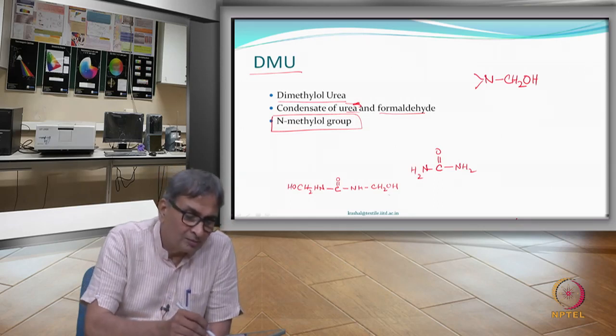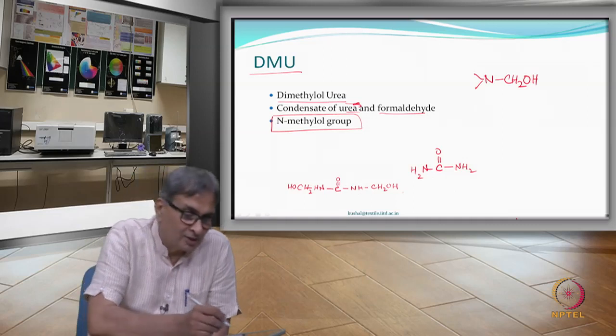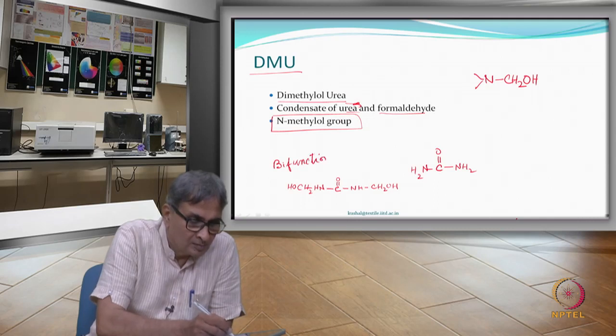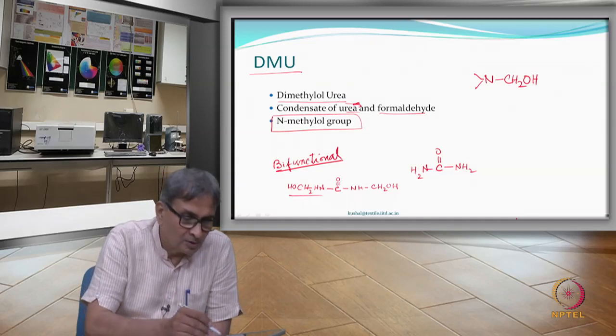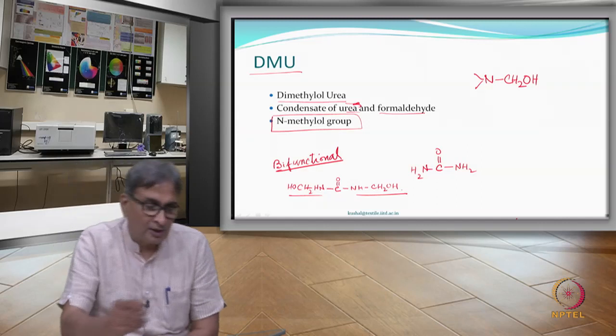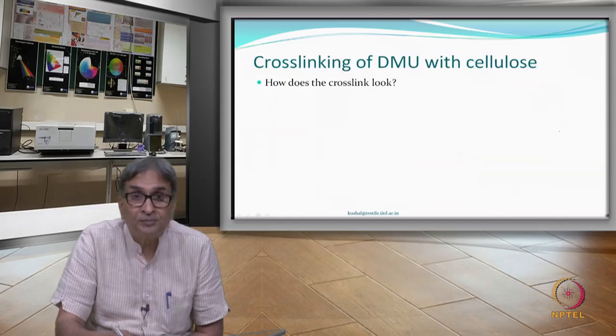So, we have now N-methylol groups on both sides. So, it is a bifunctional agent. Two functional groups on one side and the other side. So, if they react, they will be able to form a cross link. How? Let us see.